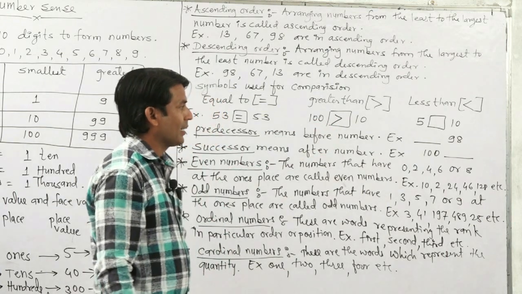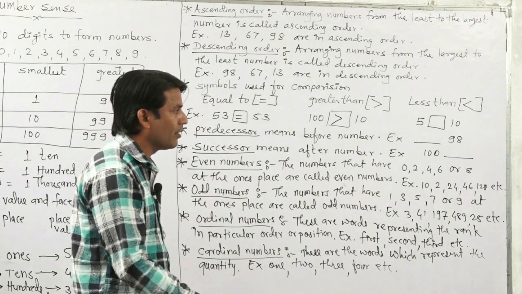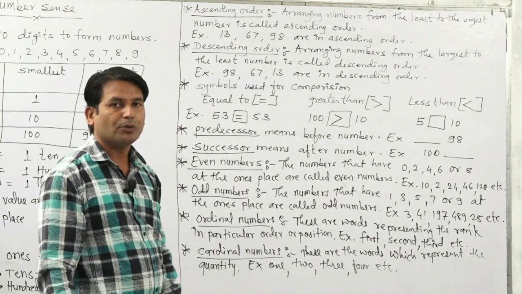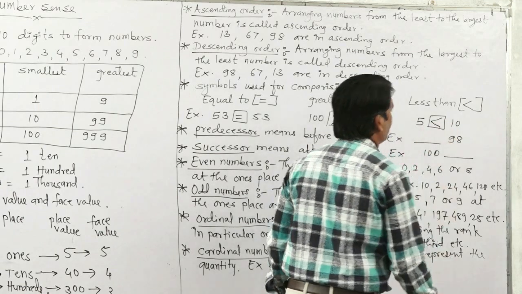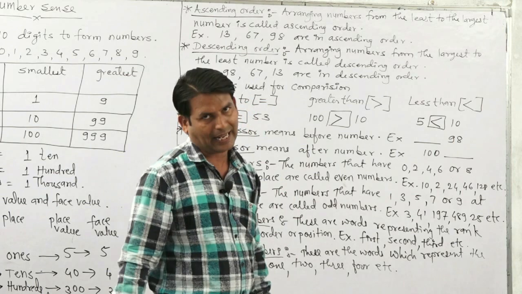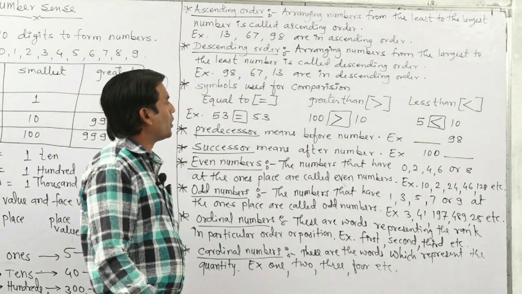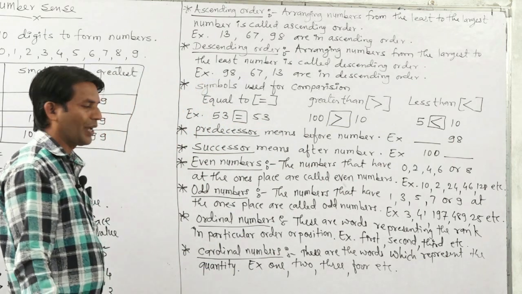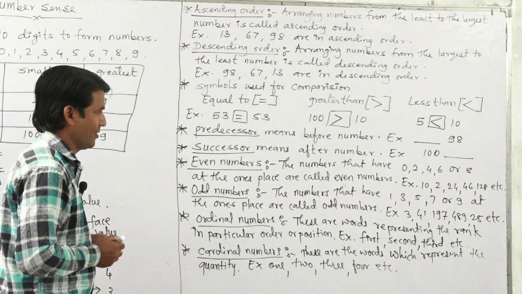After that, the less than symbol. When the first number is smaller than the other one, at that time we use the less than symbol. We can put it here and read it: 5 is less than 10. So like this we use these symbols to compare two numbers. After that we will turn towards the predecessor.